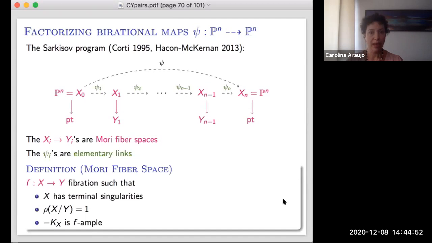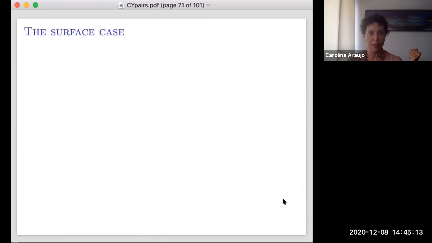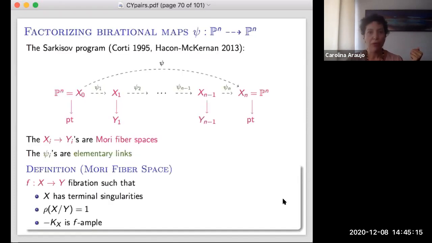So this theorem holds for any birational self-map of P^N. And now we want to look at the case that we are considering, where we not only have a birational map of P^N, but also this volume preserving condition that we want to explore. Before that, I should explain what the elementary links are.